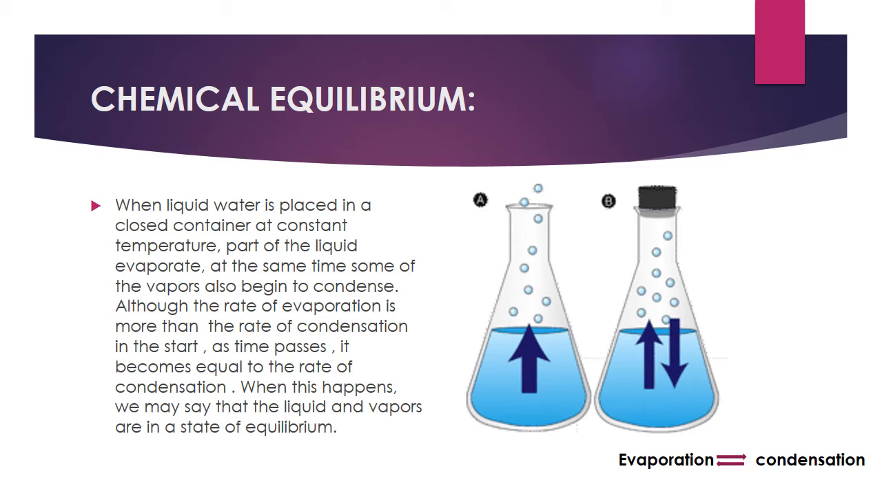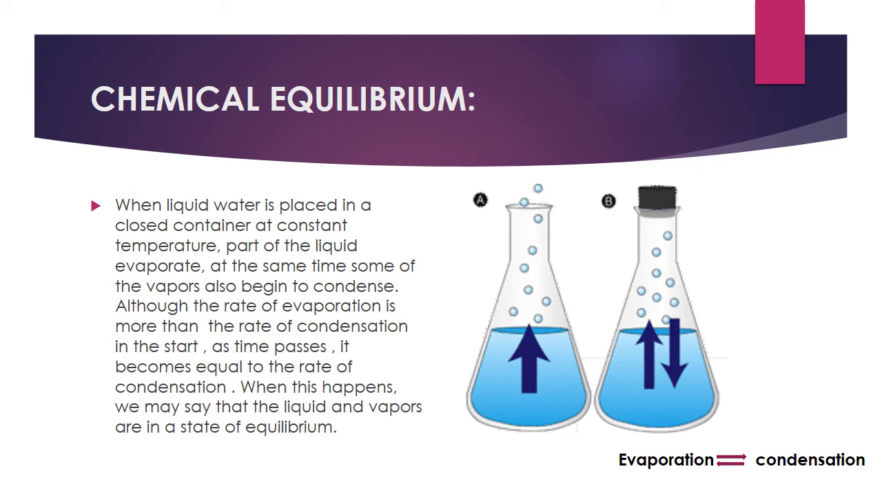It's chemical equilibrium when liquid water is placed in a closed container at constant temperature, part of the liquid evaporates. At the same time, some of the vapors also begin to condense. Although the rate of evaporation is more than the rate of condensation in the start, as time passes, it becomes equal to the rate of condensation. When this happens, we may say that the liquid and vapors are in a state of equilibrium.